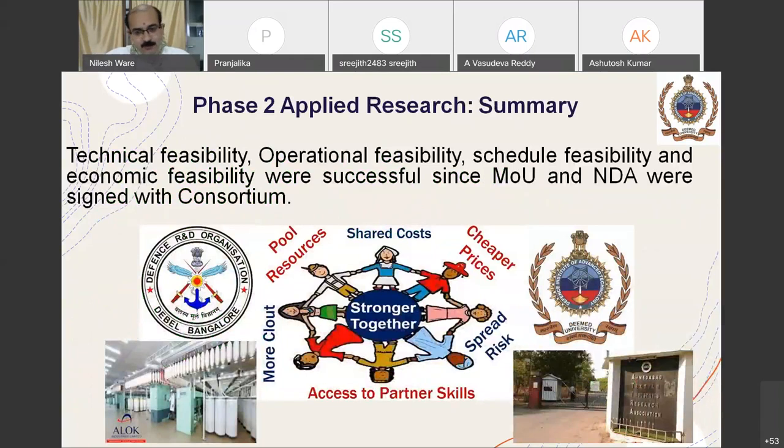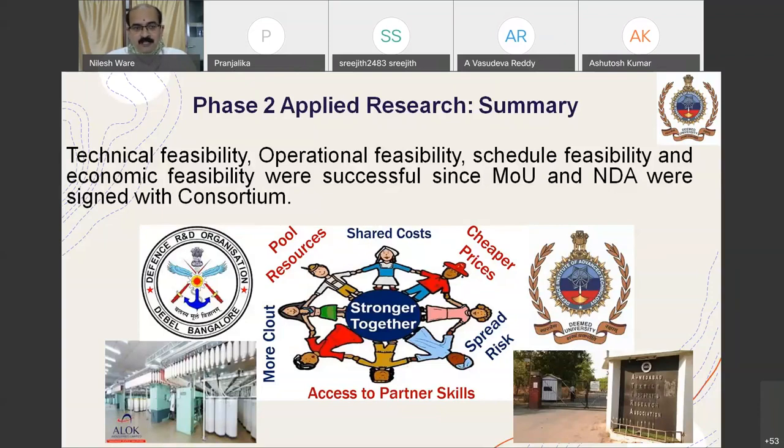After phase two, I'm summarizing that part of my product development. Technical feasibility, operational feasibility, scheduled time frame feasibility, and economical feasibility were all successfully done. When I say successfully, the partners were happy. That's all. Successfully doesn't mean, oh sir, what is the cost of this? No, I'm not going to tell you that today. But my partners who are going to sell this, Alok Industries and Atira, are happy with the product. So it was successful.